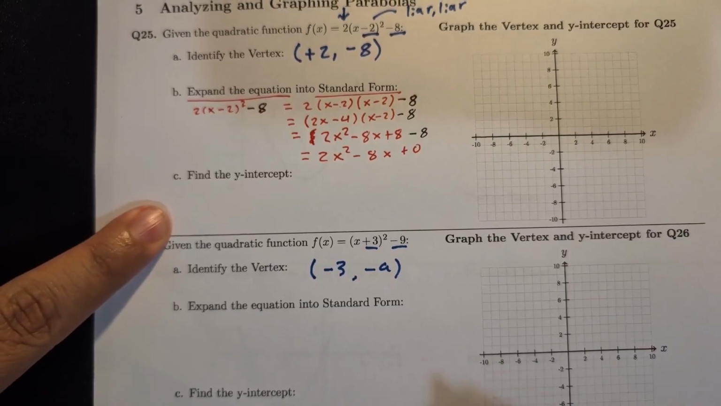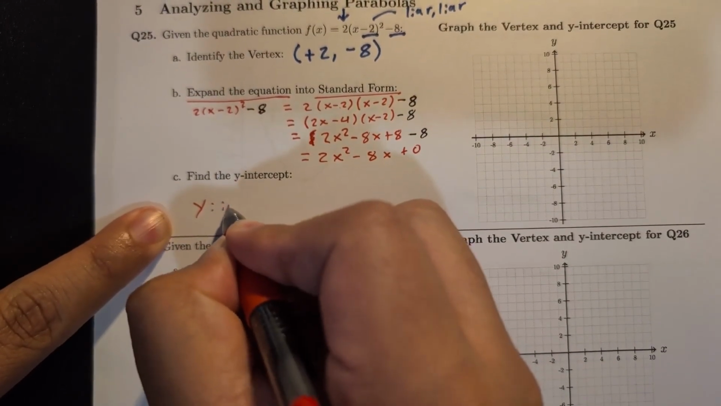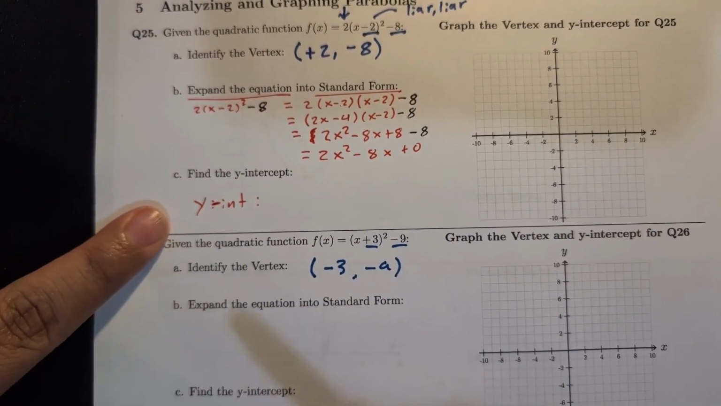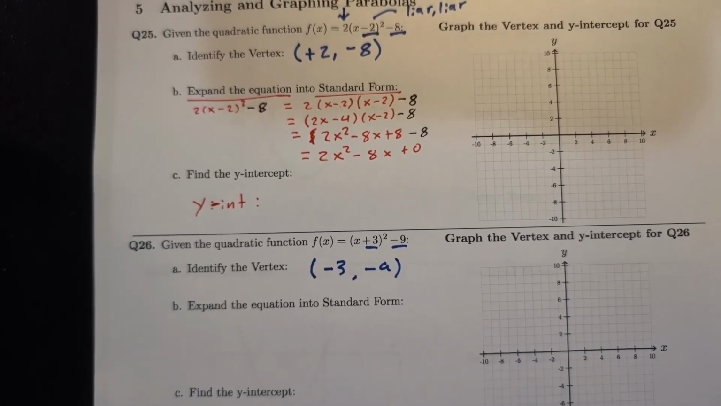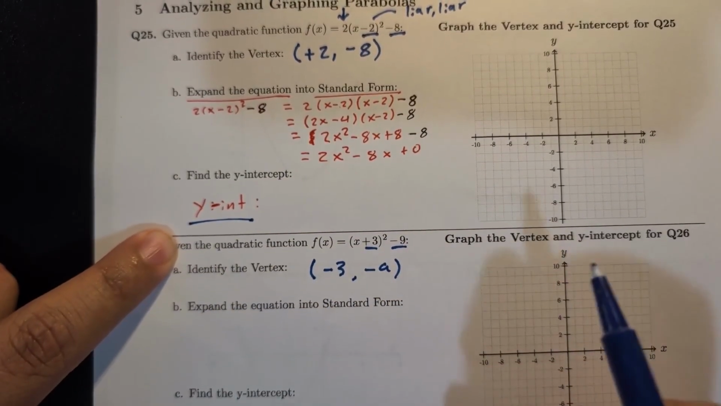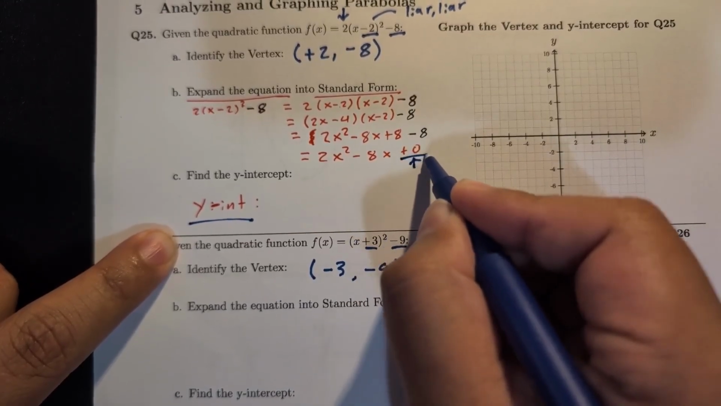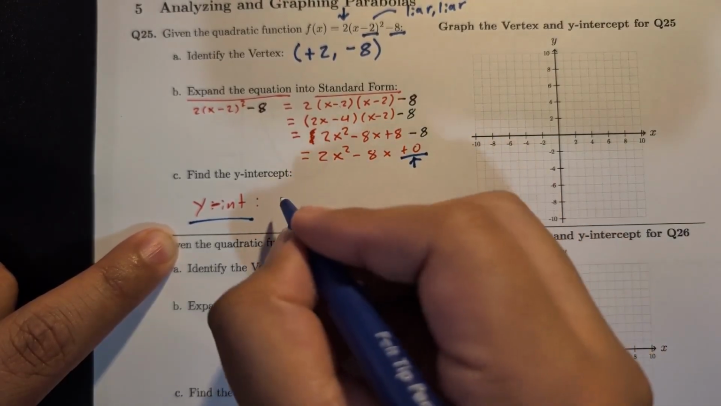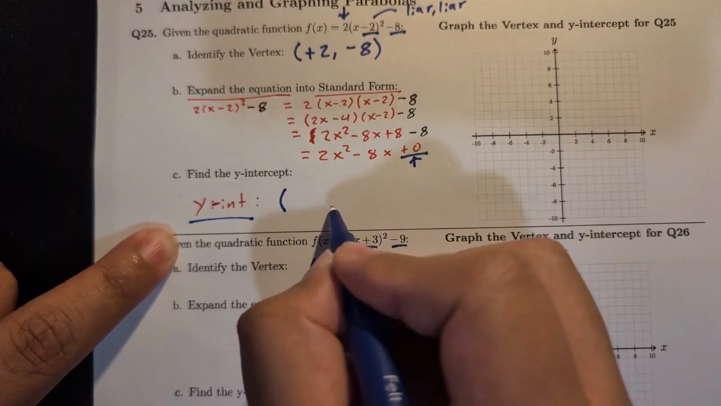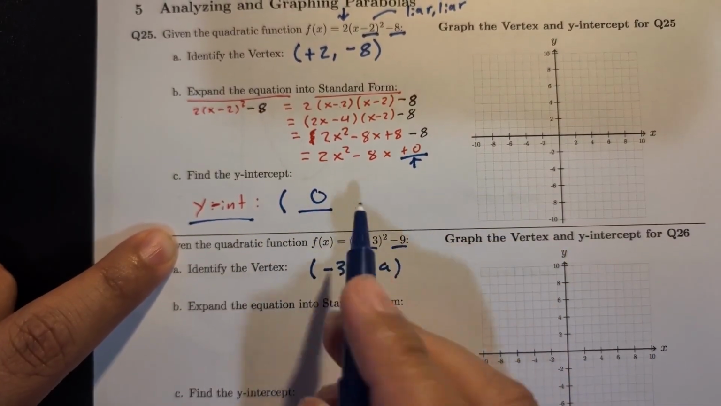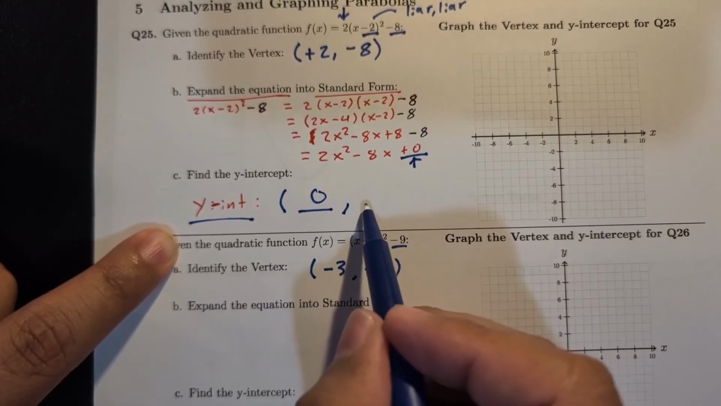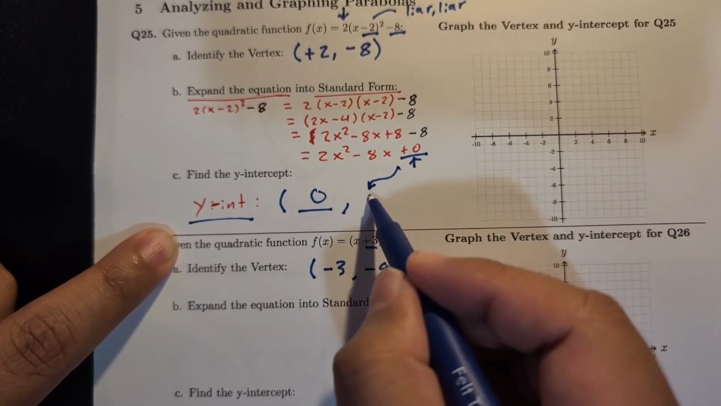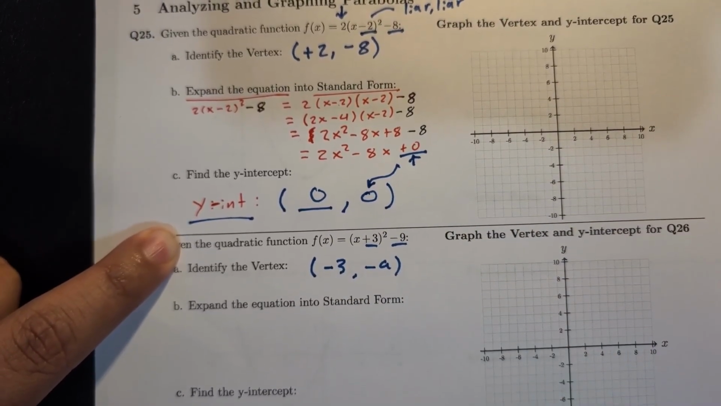For part C, you want to find your y-intercept. The reason why we did part B is to find the y-intercept. The y-intercept is always given by the last number of your standard form. Meaning, your first number is always going to be 0. Your second number is always going to be your last number here. In this case, it just happened to be 0, 0.